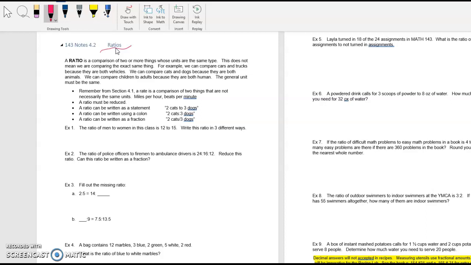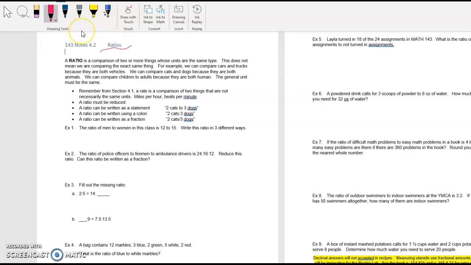Okay, this doesn't mean we're comparing the exact same thing. For example, cars and trucks are both vehicles, cats and dogs are both animals, children and adults are both humans. So the overall category that you're discussing has to be the same, but within that category you could break it down differently.